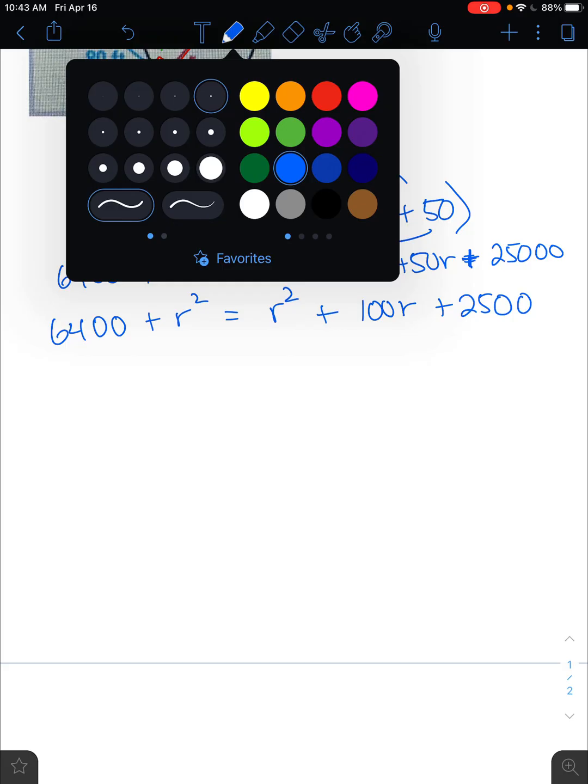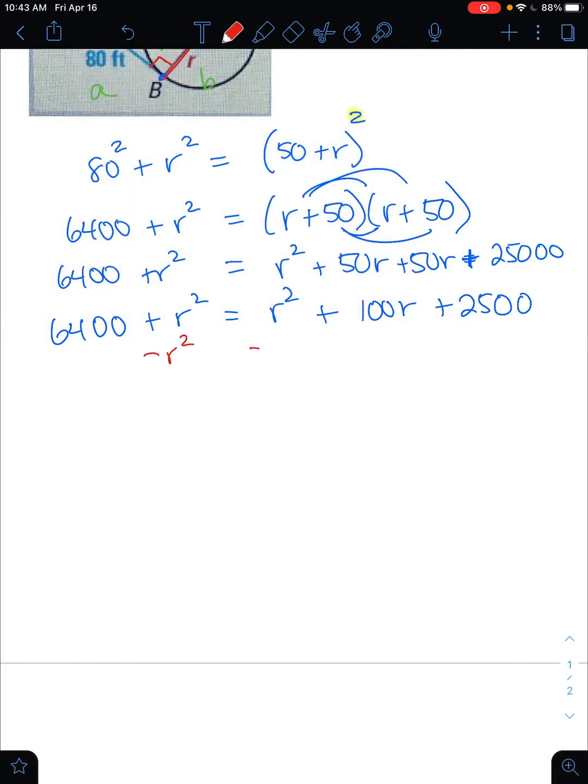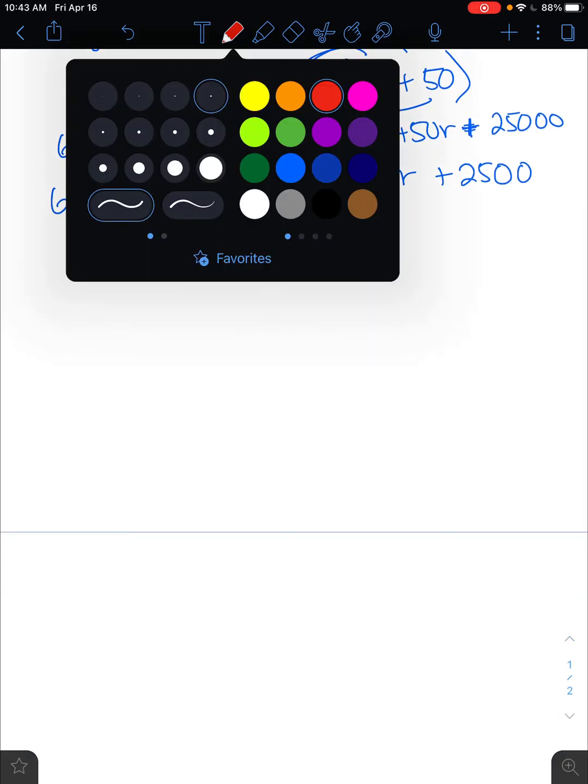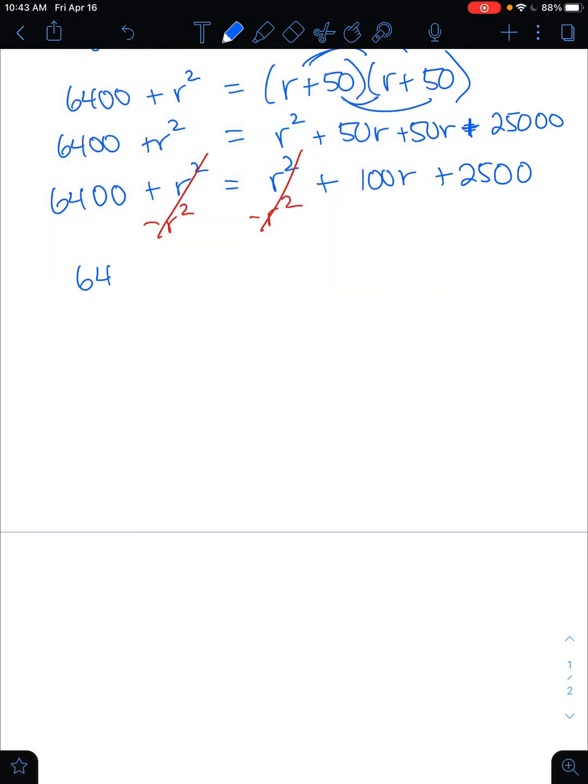Okay? All right, now if I look at taking away R squared from both sides, do you see how they both cancel out because they add to 0? So that means I don't have to do any factoring here. So now I can just solve it.